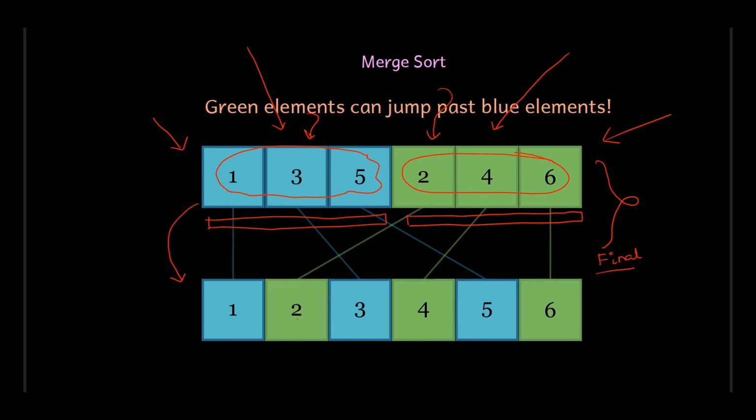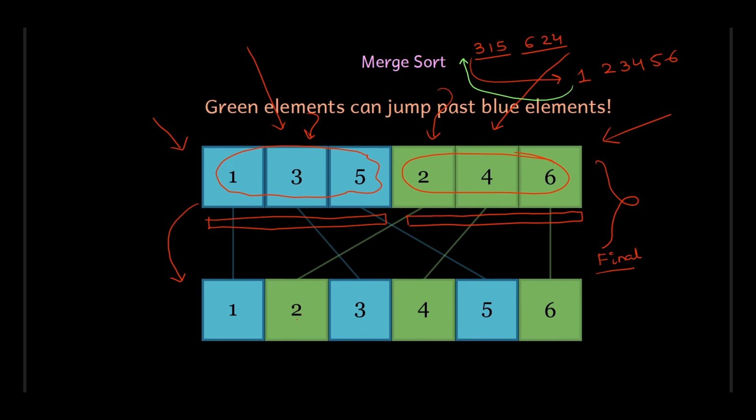Why is that true? Because assume in the final array right now, suppose this was something like 3, 1, 5. This is not sorted. And this was something like 6, 2, 4. This is also not sorted. But if the final answer is yes, the array can be sorted, then it means that there is a configuration in which you have 1, 2, 3, 4, 5, 6.